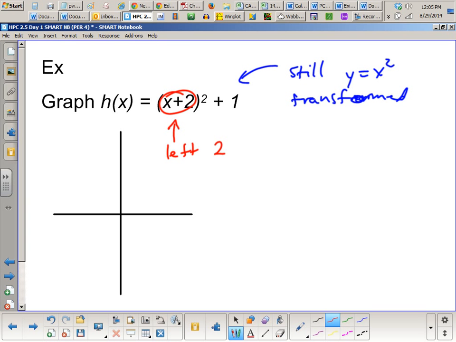And what does this out here mean? Up 1. That's right. So left 2 and up 1 for the x squared graph. So that sort of puts your graph over here instead of at the origin. And you can still draw those 3 amigos points, right? These guys.